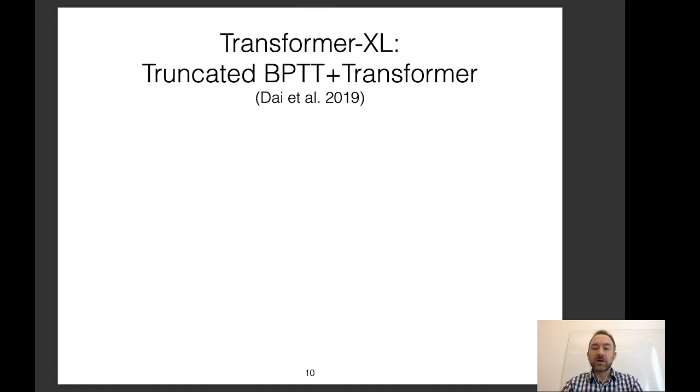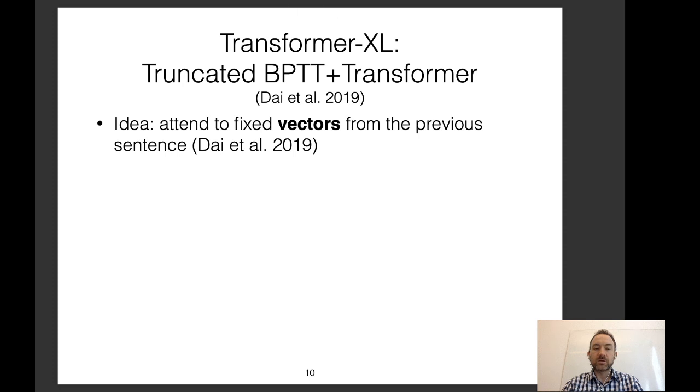So there have been quite a few methods that propose how to solve this issue. One is Transformer XL, and Transformer XL is basically doing something like truncated backpropagation through time, like we did with RNN models, together with the transformer. So the basic idea is we attend to fixed vectors from the previous sentence.